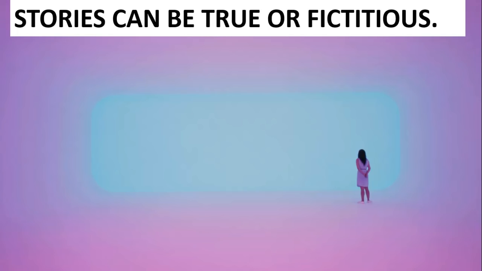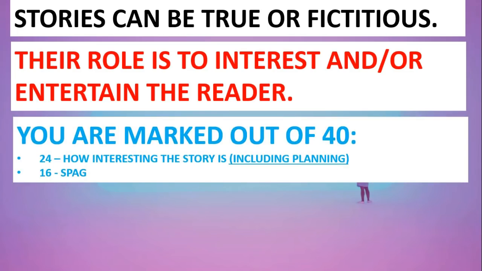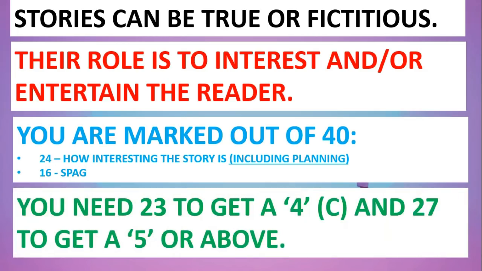So they can be true or fictitious, meaning you can use something from your own life, your own experience. The story's role is to interest or entertain the reader, so you will get marks for being interesting and entertaining an examiner. You're marked out of 40, 24 for content, how interesting it is, so that's including planning, and 16 for spelling, punctuation, accuracy and grammar. As a rough mark, to get a 4 or an old C, you need to get about 23 out of 40, and 27 to get a 5 or above.